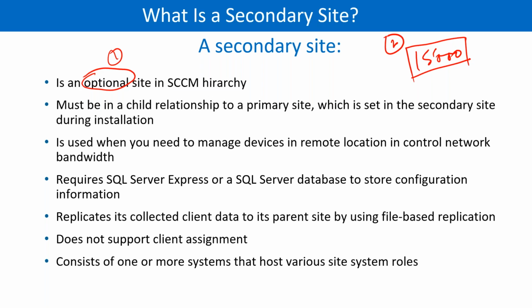But why do we need a secondary site? We know the central administration site is needed when we have more than 100,000 devices, or more than one primary site. That's for the central administration site. The primary site is the main site. Without a primary site, you cannot manage devices. But why do we need a secondary site? A secondary site is needed for branch offices where the devices are located in a remote location.